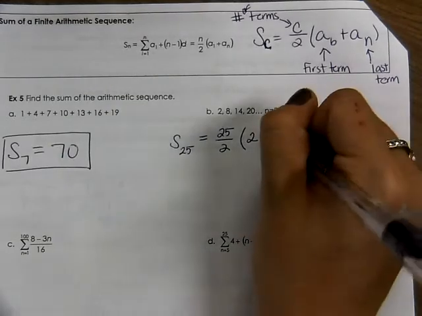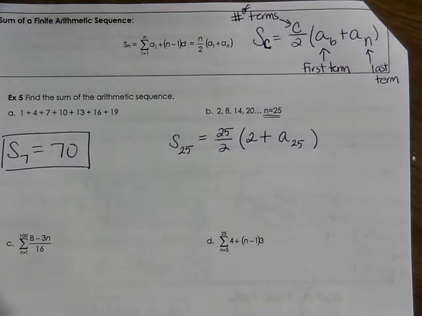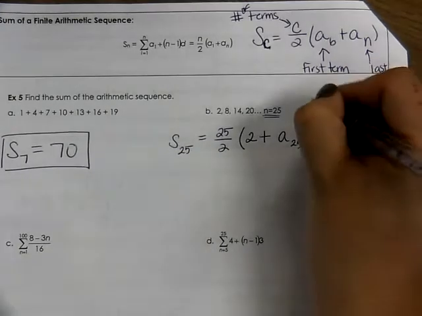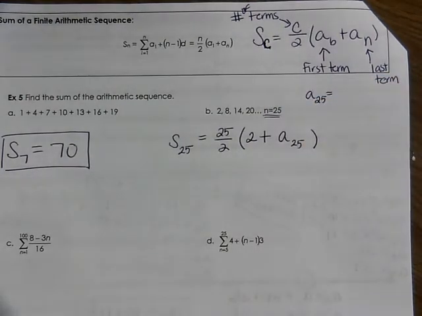No, so I have to find it. So this is like a sub 25. So before I'm able to use my formula, I have to find the 25th term. So I'm just going to do that on the side here. So a sub 25 is going to equal.